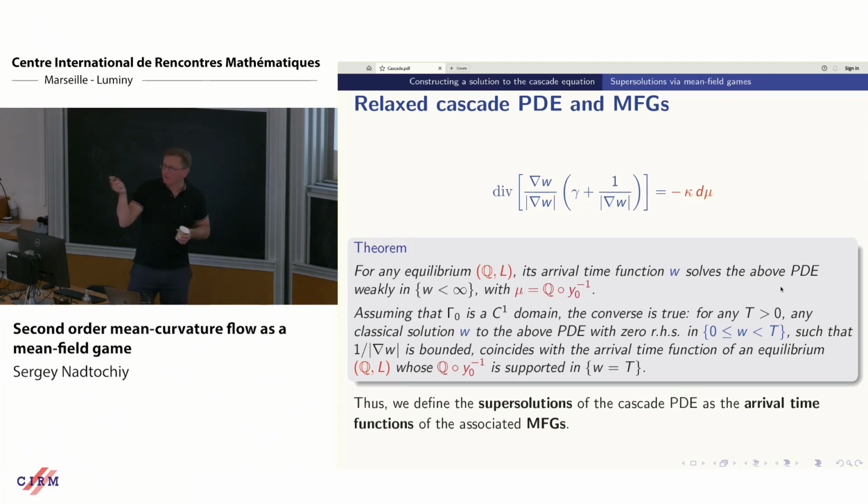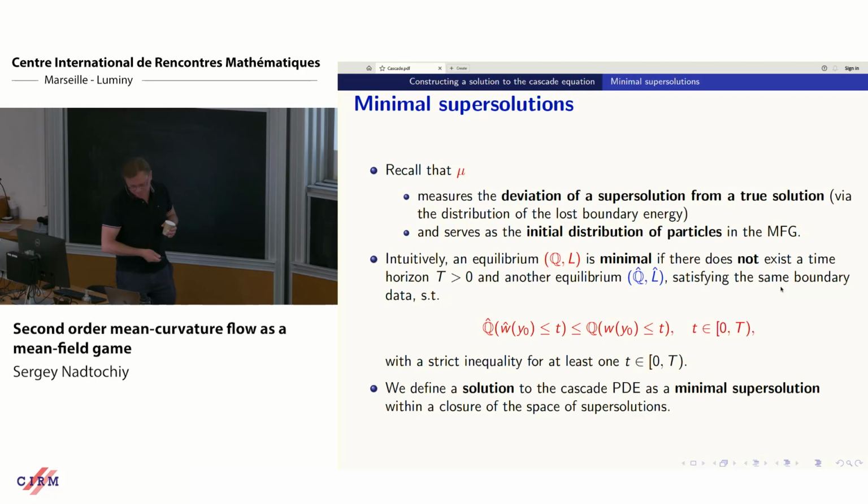Right, so we identified now super solutions with equilibria or arrival time functions of a family of mean-field games, and I'm going to use it now as a notion of a solution. Now we go to the next step, which is that we have to extract a minimal element of this space of super solutions to call it a solution.